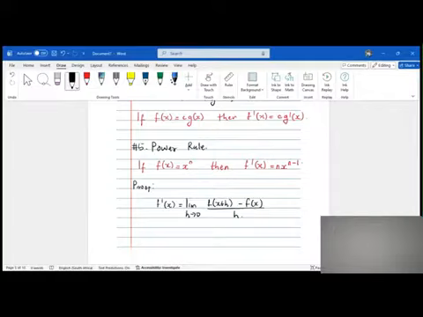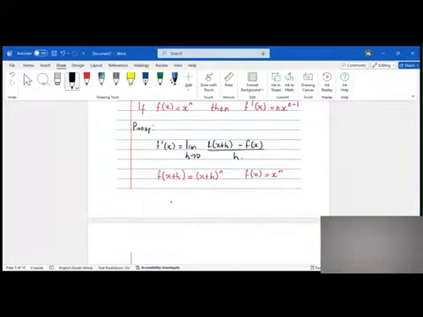So our f of x, remember, is given to us as x to the power of n. So that's what we have. Then let's try to work it out. So this should be f of x plus h, which is x plus h to the power of n, minus x to the power of n, all over h. So that's what we have there.